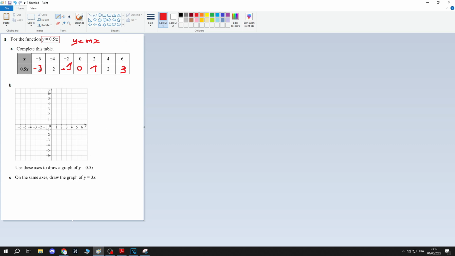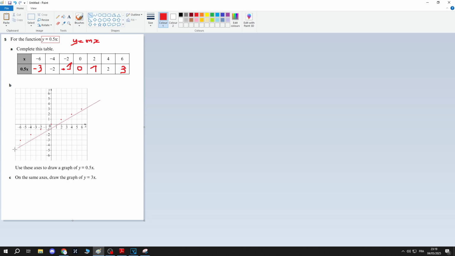B tells us to draw a graph of y equals 0.5x. We already have our table of values. So when x is -6, y is -3, that goes here. When x is -4, y is -2, and when x is -2, it's -1. When it's 0, it is 0. And when x is 2, the y is 1 right here. And when x is 4, y is 2. And when x is 6, y is 3.